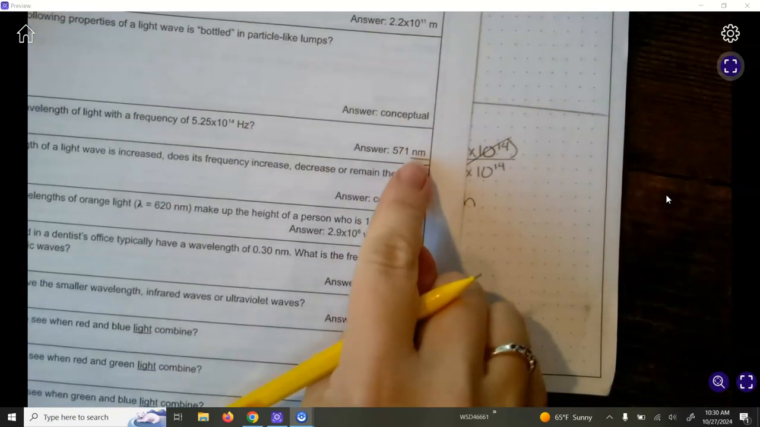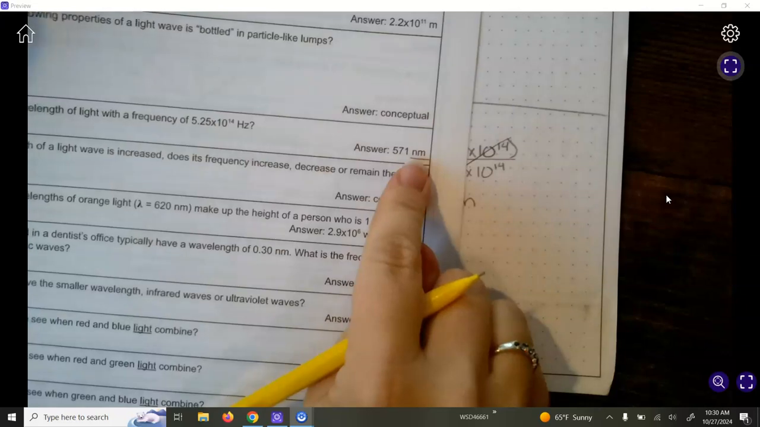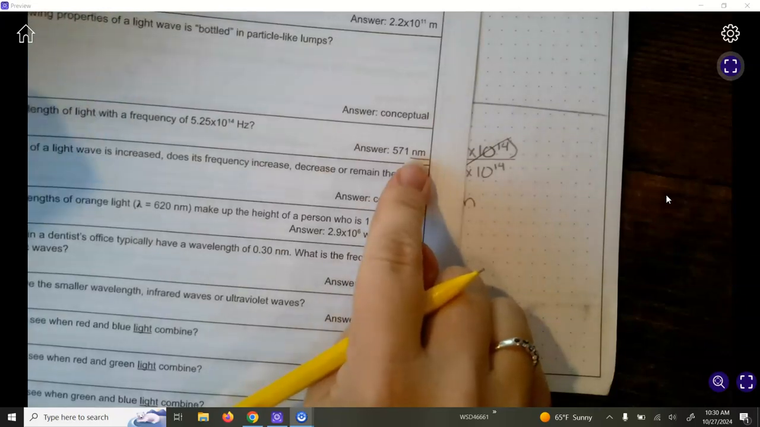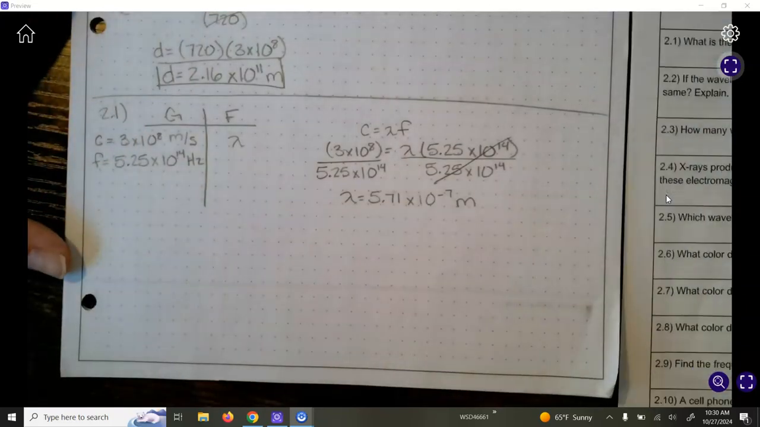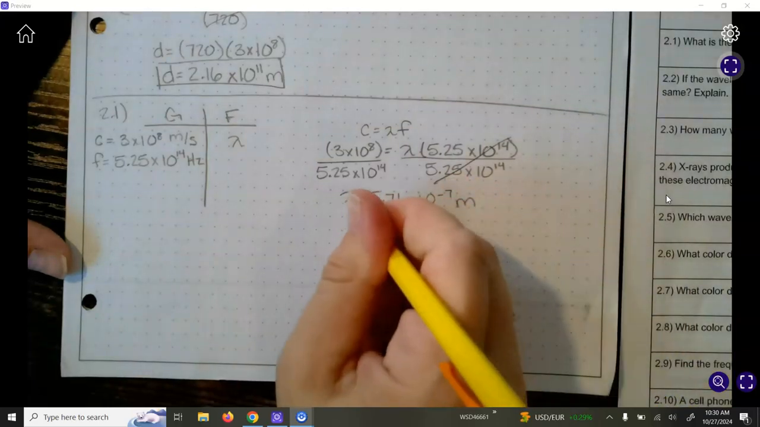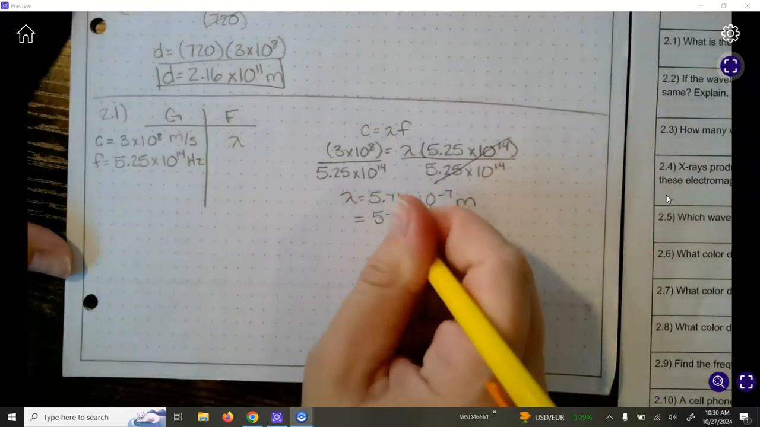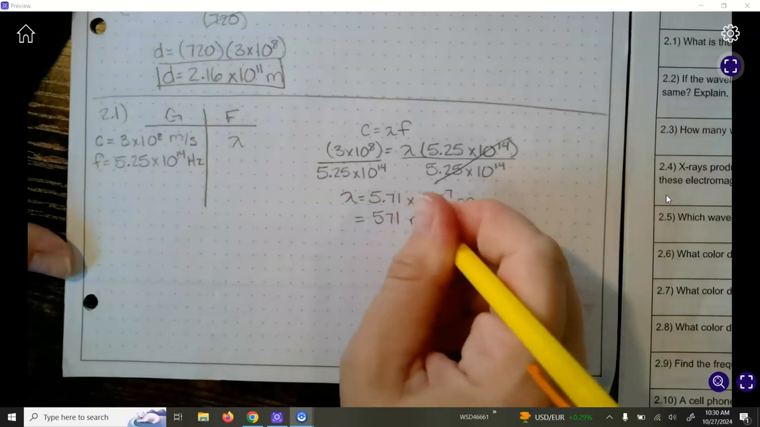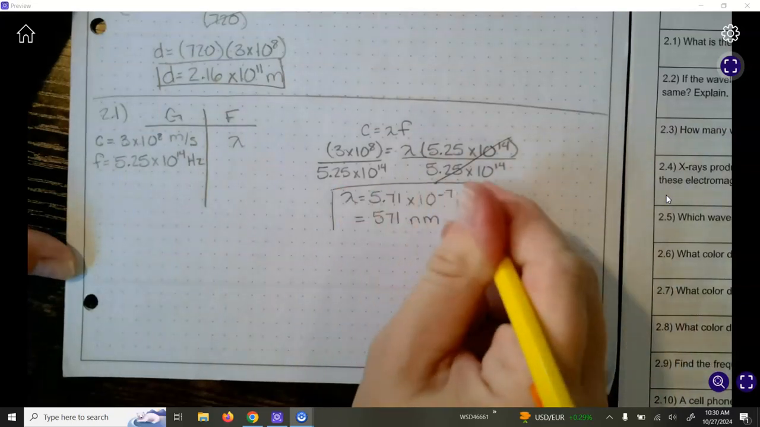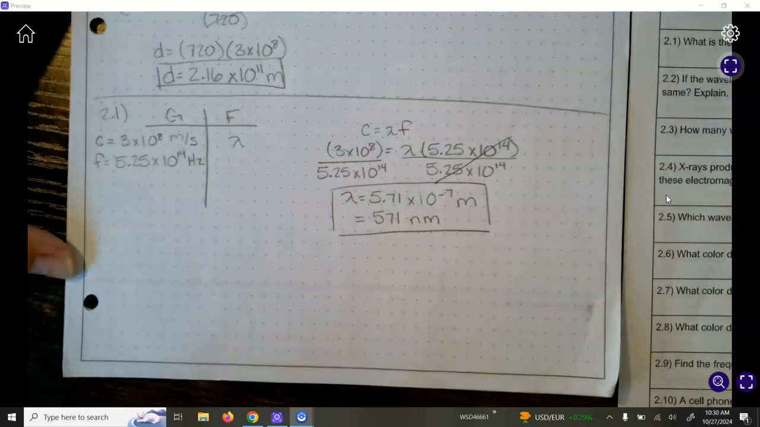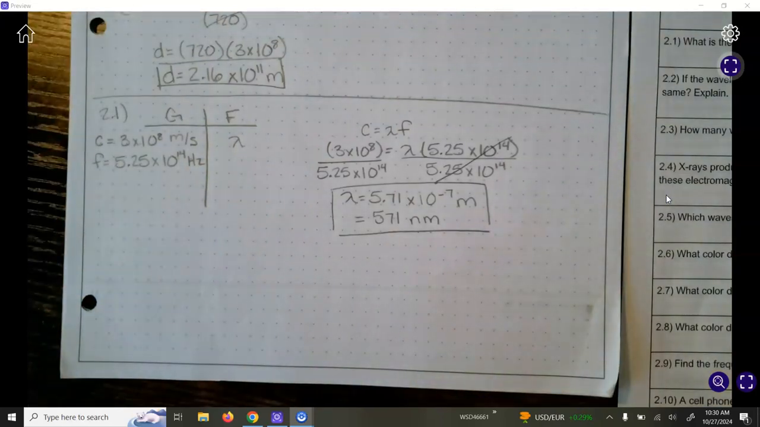Okay, nanometers. The problem with nanometers is that's times 10 to the negative 9th. So this number is actually the exact same as 571 nanometers. They are the same number written in a different format. That's all. Okay, so we checked our answer. That's exactly what we needed. And that is how you do 2.1.